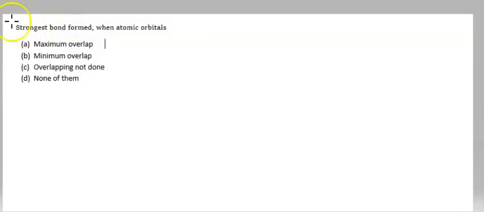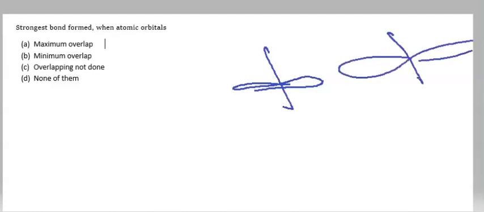So this is the question: the strongest bond is formed when the atomic orbitals overlap to a maximum extent. Like this is one orbital and another orbital is this. If this overlapping happens to a greater extent, like maximum overlap takes place, at that time the bond becomes more and more strong. So option A is right for this question.